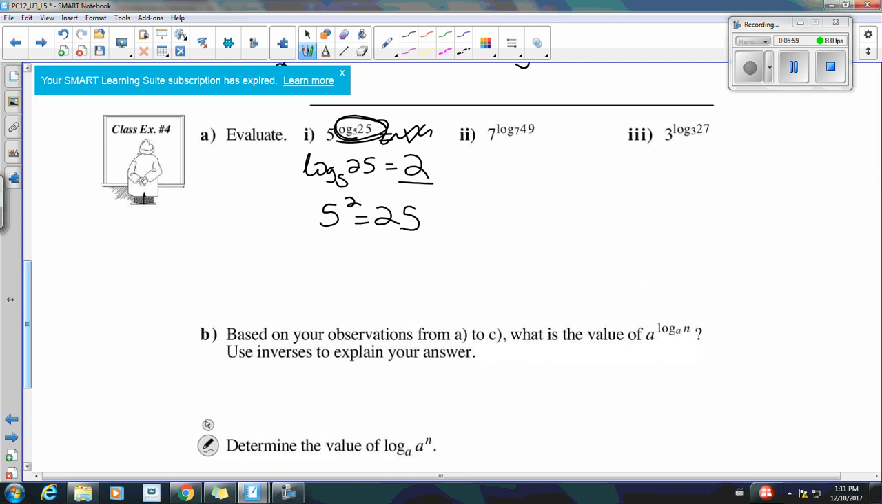B says, based on your observations from A to C, what is the value of a to the power of log base a of n? You'll notice that our answer here was the same as the argument of that logarithm. So it would be equal to n, which is the argument of the logarithm in the exponent.